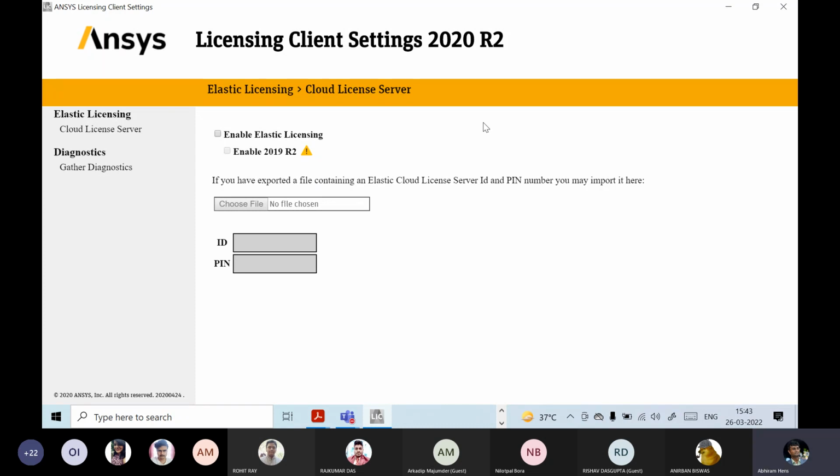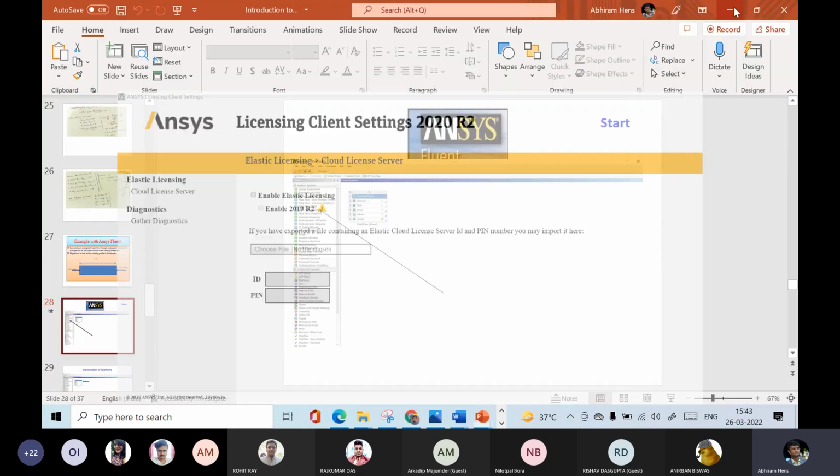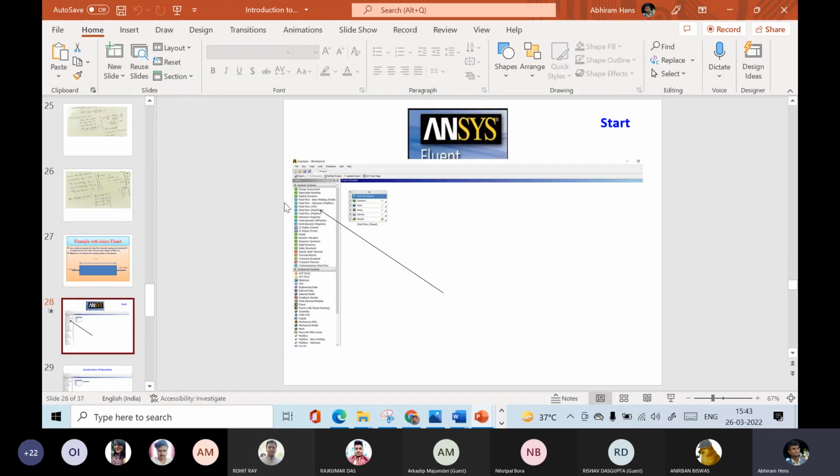No, my license has expired. I tried to install it, but the license is given for 1 or 2 years, so it is expired already. So anyway, if you go from that window and click it, then you will get an option called Workbench.